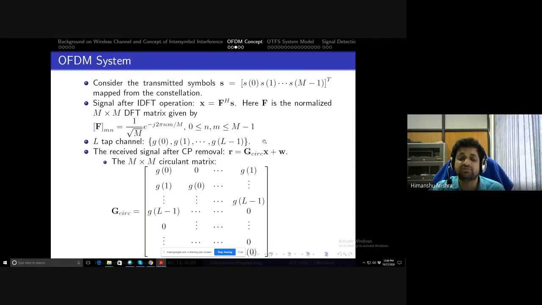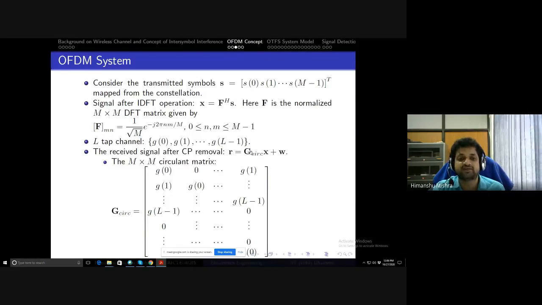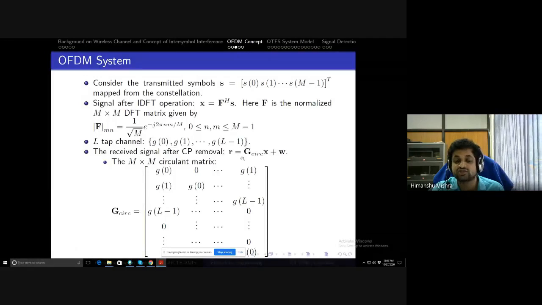What does this circulant G mean? This is a circulant matrix that consists of the channel taps. Suppose you have L number of channel taps, so you will get G0, G1 up to GL minus 1, and the rest of the entries will be 0. This is an M cross M matrix, meaning its size is the number of subcarriers, M cross M, because X is M cross 1.